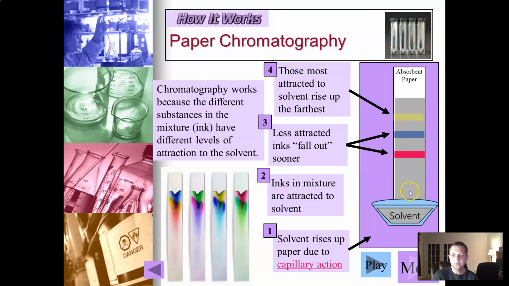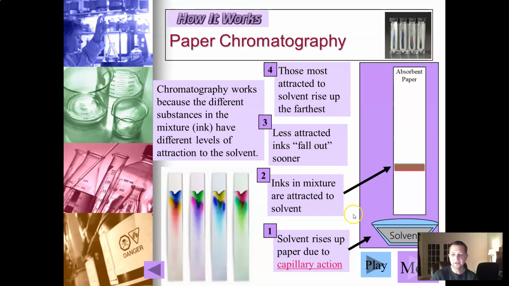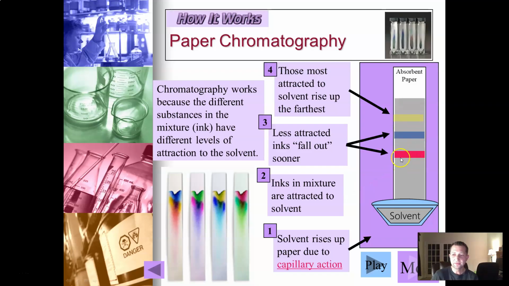So yellow, if the solvent's water, okay? Yellow would be the most polar, and red would be the least polar. All right, try to look at that one more time just so you can see it. Okay, solvent soaks up, less polar substance doesn't travel as far, more polar substances travel further because they're attracted, okay, to that solvent more through the intermolecular forces, right?